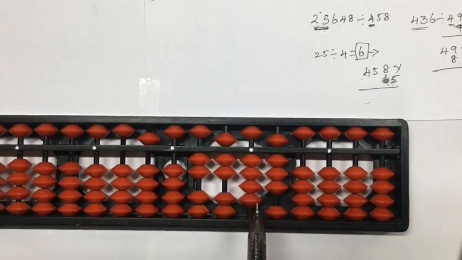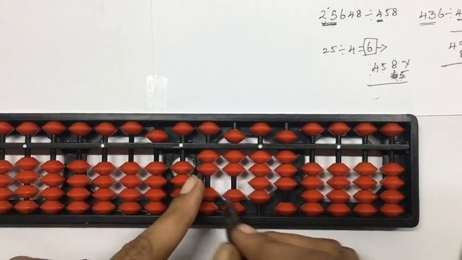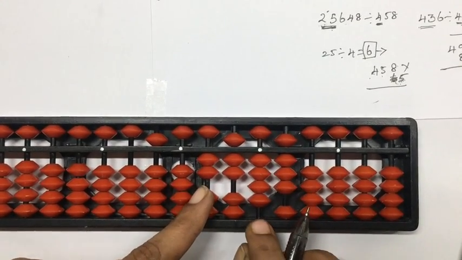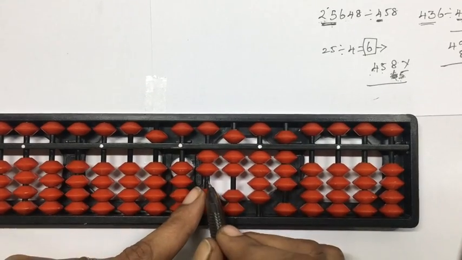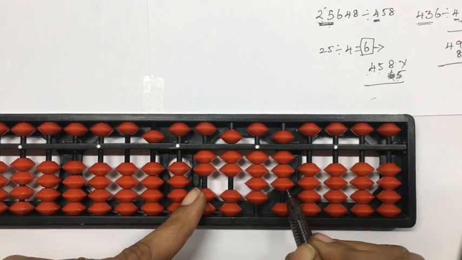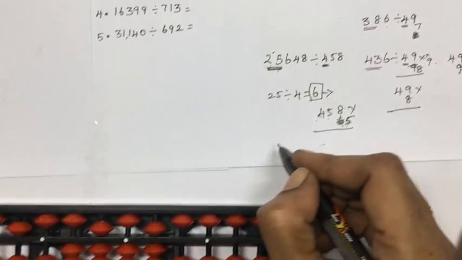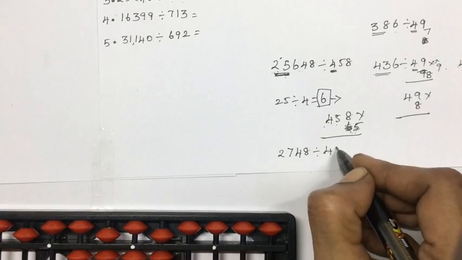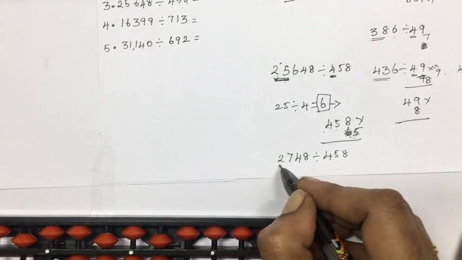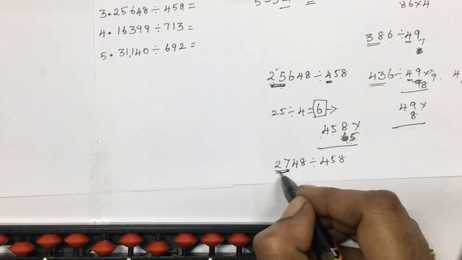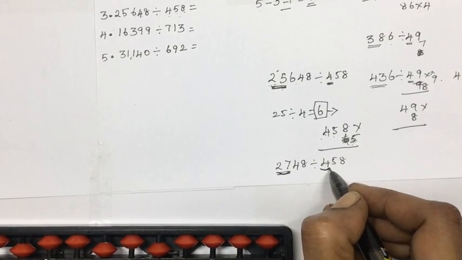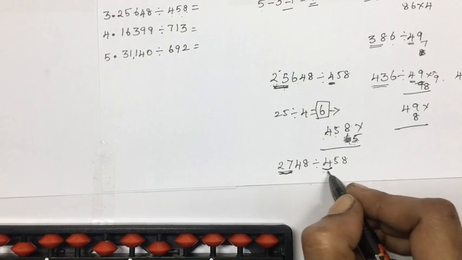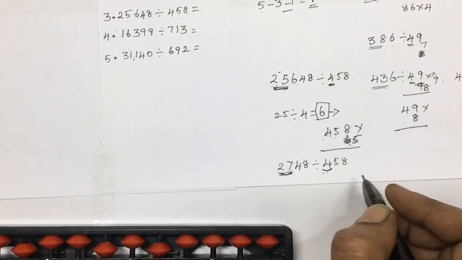We got the remainder. Check the remainder. This is lesser than the divisor, so what we did is right. So the next dividend is 2748. We should divide this number by 458. Divide the first 2 digits by the first digit of the divisor. So we can do for 6 times. 6 4s are 24 is the nearest quotient.